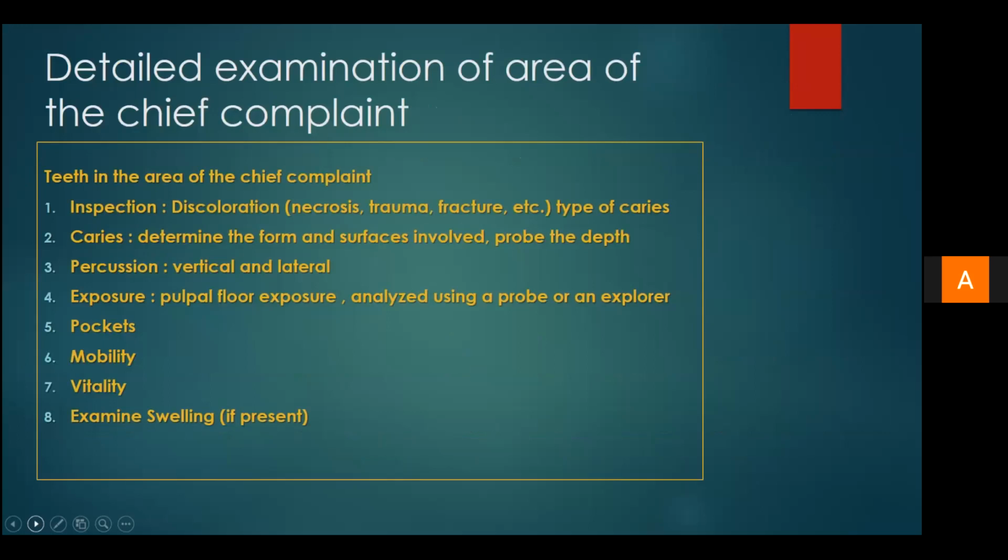Now comes the detailed examination area of the chief complaint. What do you have to look for in the chief complaint? First of all, you have to inspect the tooth. You have to see, is there any kind of discoloration? Because discoloration can give you many answers. If the tooth is dull looking or reddish looking, you can suspect necrosis. If it is pinkish looking, you can suspect trauma. If the luster is gone, yellowish in color, it can lead to fracture.